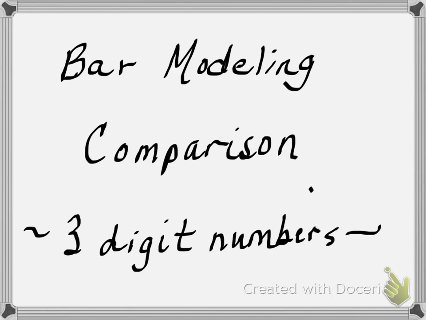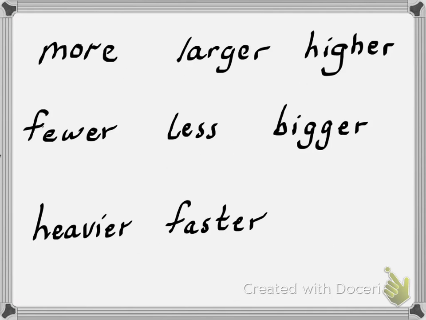In this lesson, we will be doing bar modeling. Problems will be comparison problems with 3-digit numbers. Remember, comparison problems might use words such as more, larger, higher, fewer, less, bigger, heavier, faster. In some ways, it sounds like somebody's bragging in the problem.